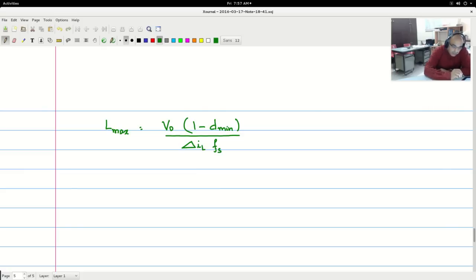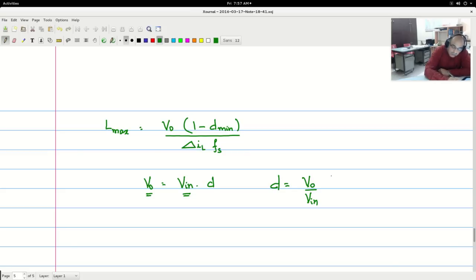Now how to get the value of D min? Now we know how to get the value of V naught. V naught is equal to V in into D. Now this V in is given and V naught is given. Normally V naught is a spec, V in is also an input spec. So D is actually calculatable. So we calculate D, which is equal to V naught by V in.